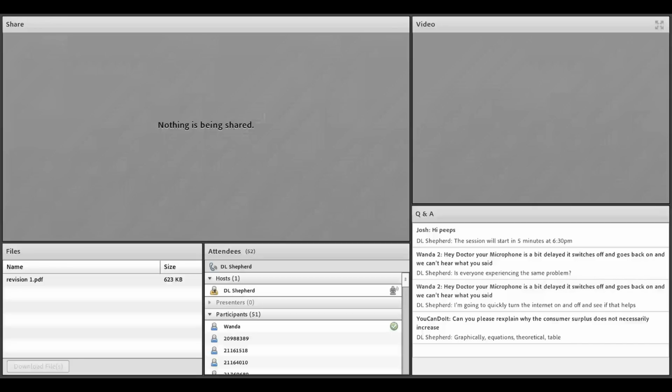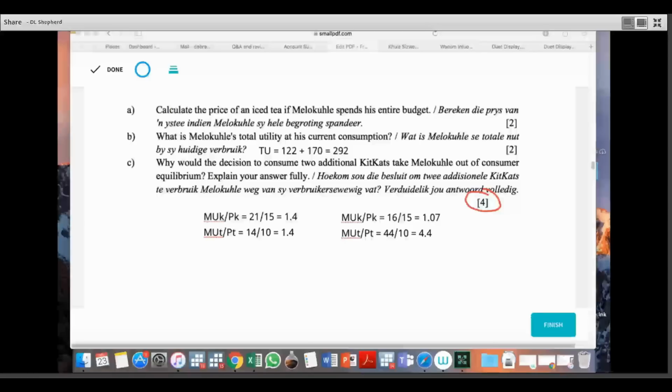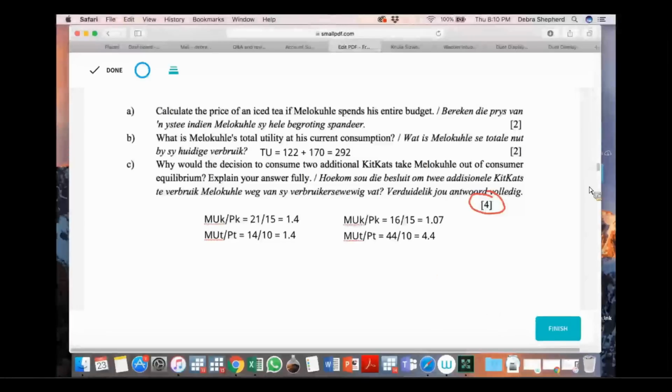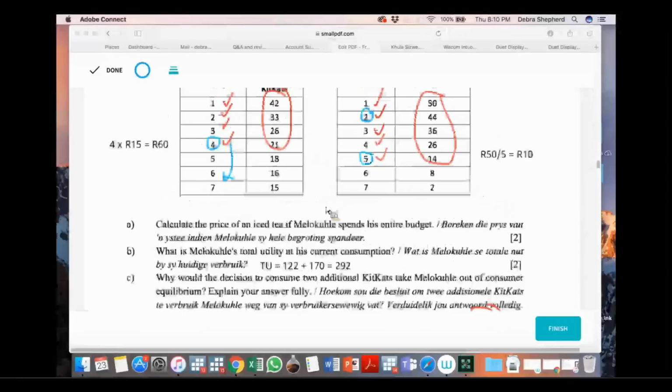Okay, so the reason I knew that his iced tea consumption would go to 2 is because if he began consuming 4 Kit Kats and 5 iced teas, that meant he spent all his money. If he now decides to increase his Kit Kat consumption by 2, he's going to have to spend an additional 30 Rand on Kit Kats that he wasn't spending before. And if you're spending 30 Rand more on Kit Kats, that means 30 Rand less to spend on iced tea.